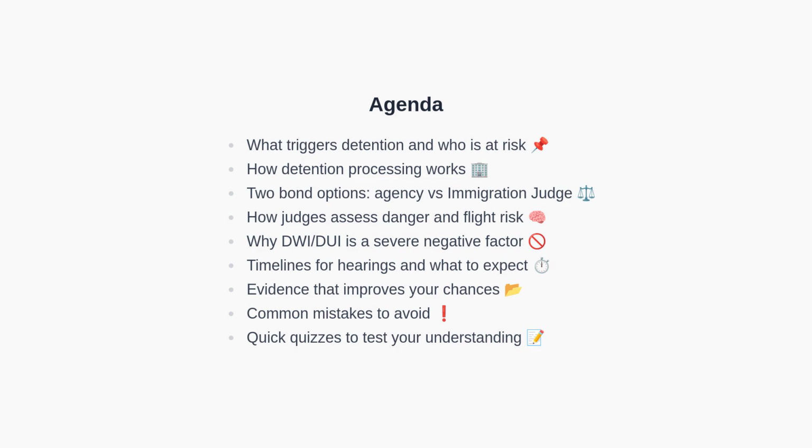In this agenda, we will first identify who becomes a priority for detention and why. Next, we will cover how processing and transfers typically occur. Then, we will compare the two paths to request release, through the agency or through an immigration judge. After that, we will examine how judges evaluate danger to the community and flight risk, especially in the context of DWI or DUI. We will also touch on hearing timelines, what evidence helps, and the most common mistakes to avoid. Finally, we will reinforce your understanding with short quizzes.